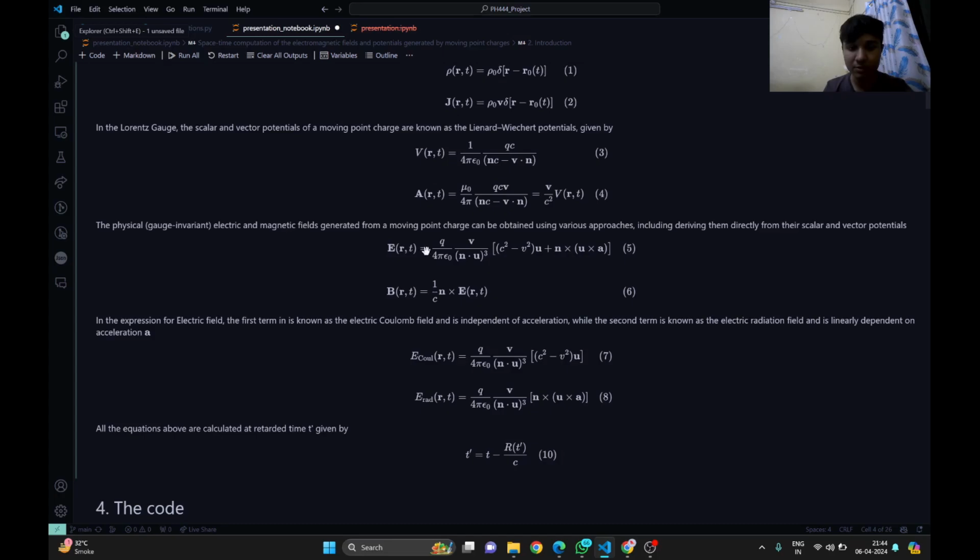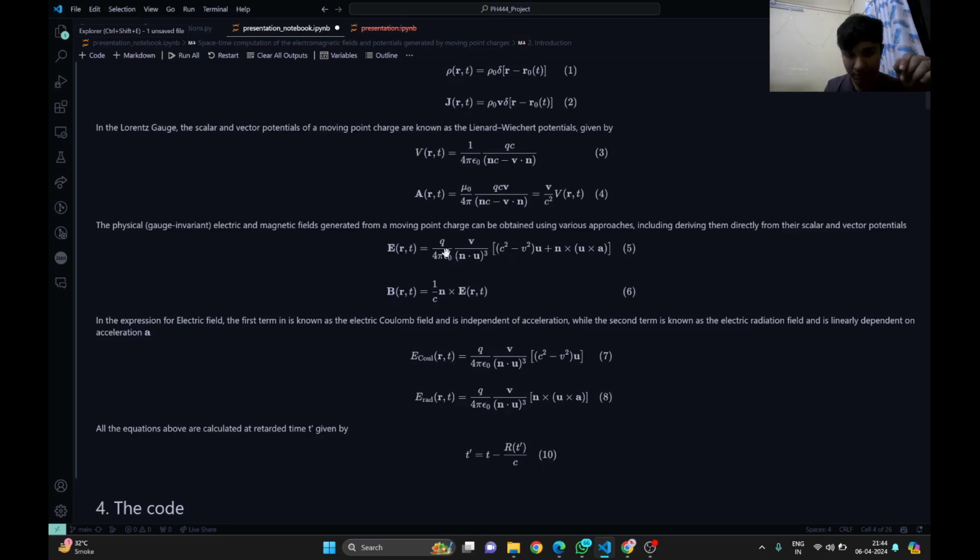The electric field comes out to be q by 4 pi epsilon naught, v by (n dot u) cube into (c square minus v square) into u plus the vector triple product of n cross u cross a, and the magnetic field will be 1 by c into n cross E. And as we can notice here, the first term, which is q by 4 pi epsilon naught into this, is actually the electric Coulomb field as written here.